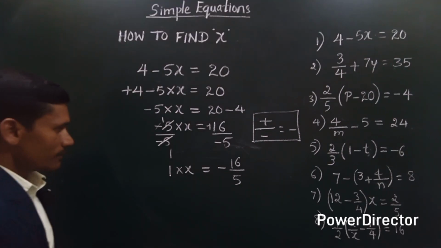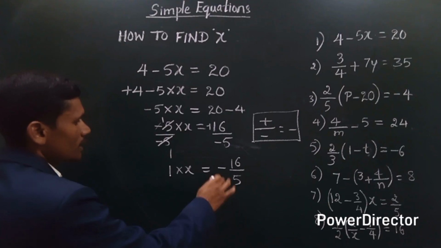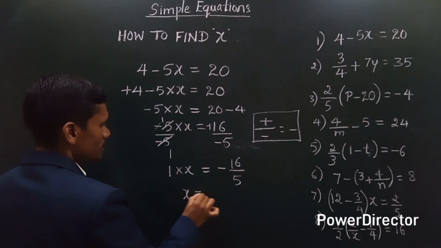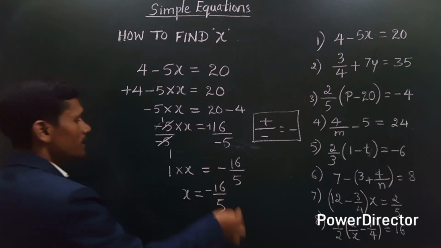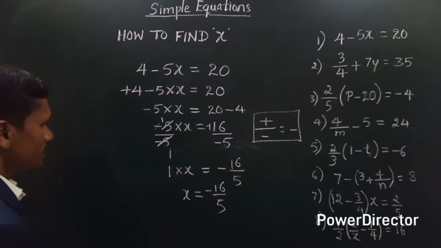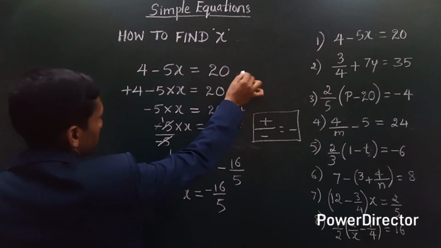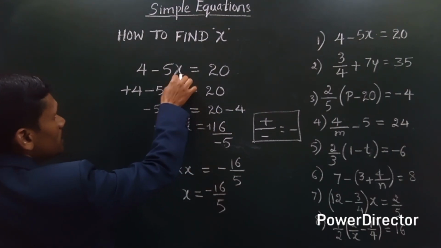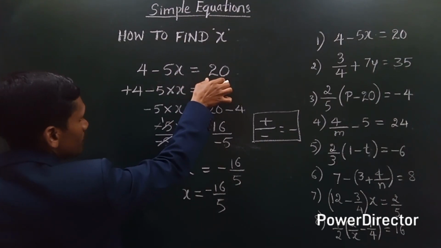If you write this fraction in simplest form, it comes as a mixed fraction, right? That mixed fraction you can change if you want. Now x is equal to minus 16 by 5 is our answer. Whether it is right or wrong, who knows, right? Let us verify it once. How to verify? Just put this value in this equation. If you put the value of x, we should get 20 here, this should be equal to 20.